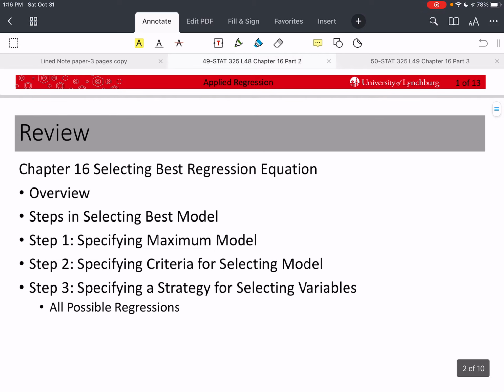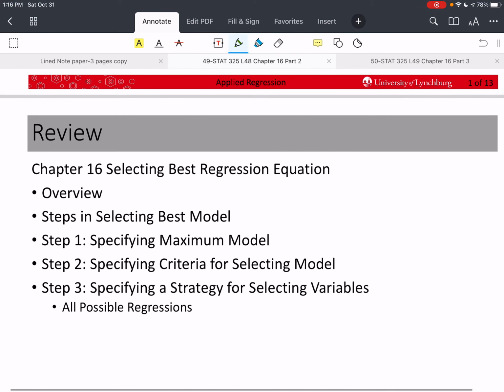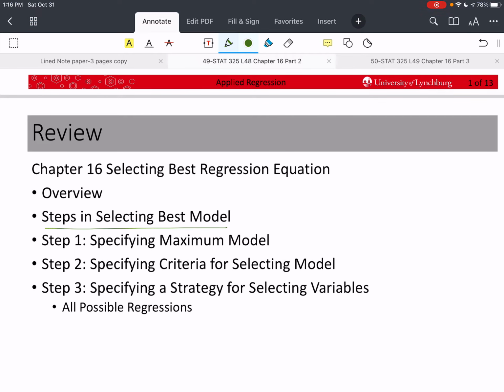So in the last video, we looked at an overview of what we were going to cover in the chapter. Then we talked about the 5 steps in selecting the best model. And then we started talking about the individual steps. So we talked about specifying the maximum model with the maximum number of predictors possible or desired, and then trying to select or specify the criteria for choosing that best model.